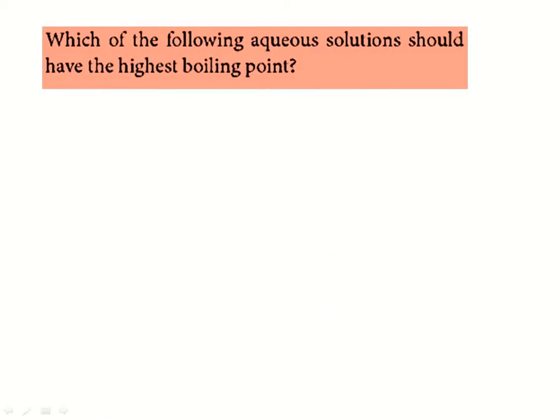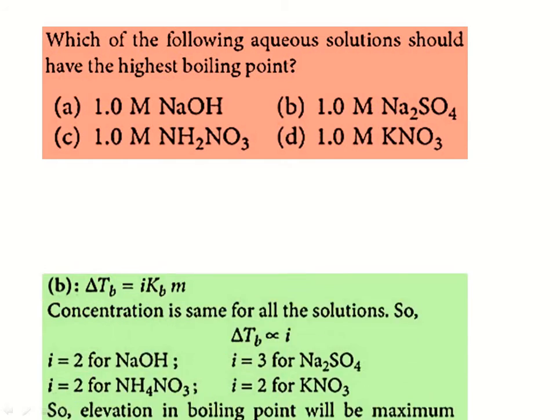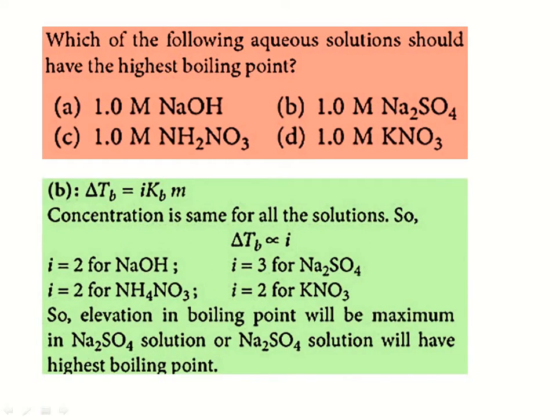Next question. Which of the following aqueous solutions should have the highest boiling point? We have 4 different kinds of options. And the third one is nothing but NH4NO3 only. Okay. So in that, which is giving more ions? Sodium sulfate. So we'll go with sodium sulfate, since i is directly proportional to the colligative property according to van't Hoff. So B is the right answer.